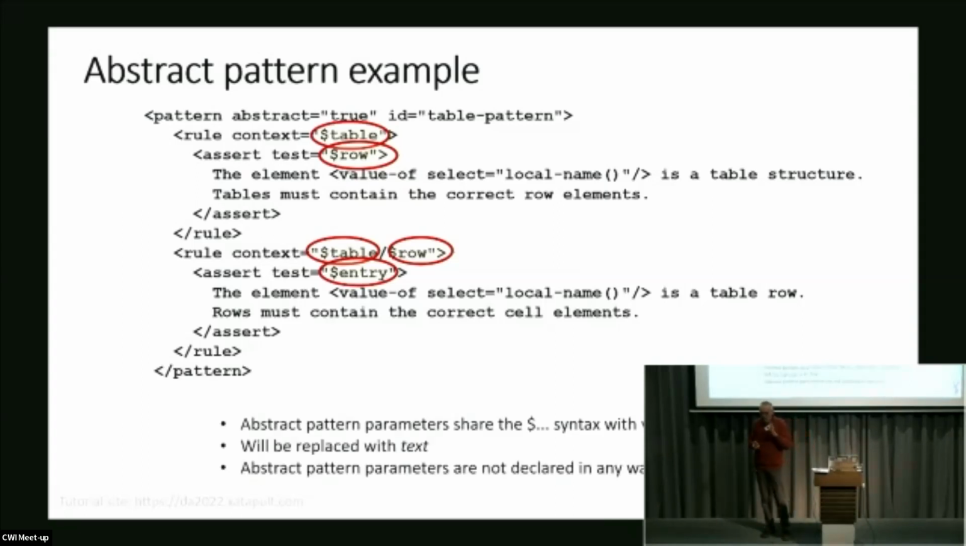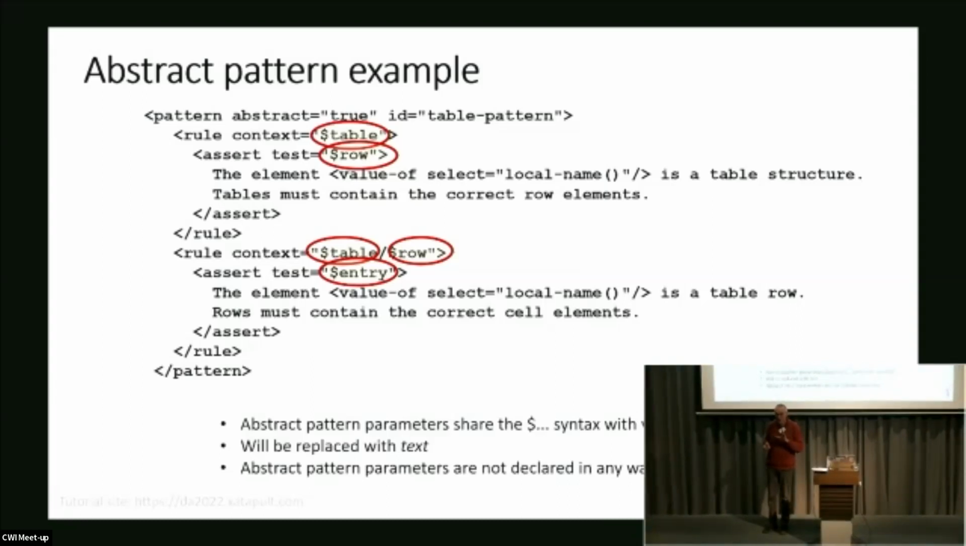So you have abstract pattern parameters. They start with $, which makes them not stand out from usual variables, which is, I think, a design error, but I can't help it. They will be replaced with text. They're not XPath expressions, it's textual replacement.